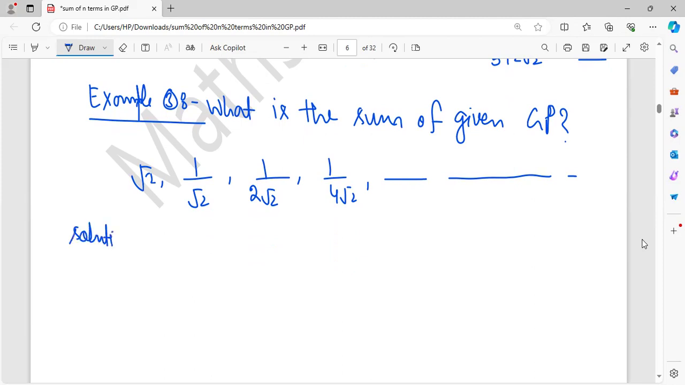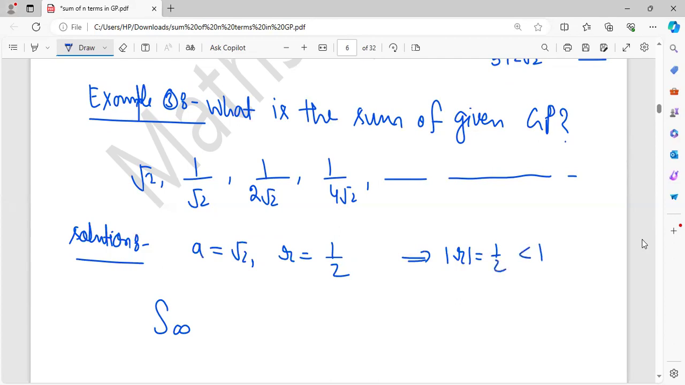Solution. So what is A here? Under root 2. What is R? R is already calculated, 1 upon 2, because we have to calculate S infinity. First of all, see that modulus of R is 1 by 2, that is strictly less than 1. So we can calculate the sum. What is it? A upon 1 minus R.